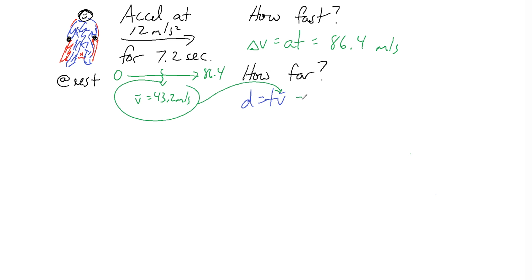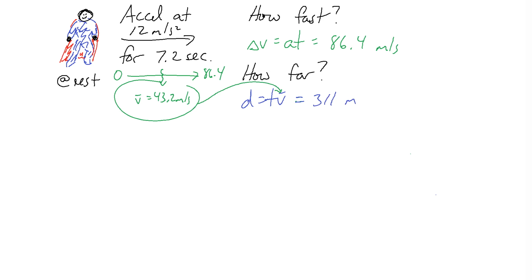So the time hasn't changed. The time is still the 7.2 seconds. We use the average v of 43.2, and then we just got to multiply those two things together, and he ends up going around 311 meters. Okay, how's that? Okay, basic grade 11 review, d = vt, v = at. All right, let's try another question.